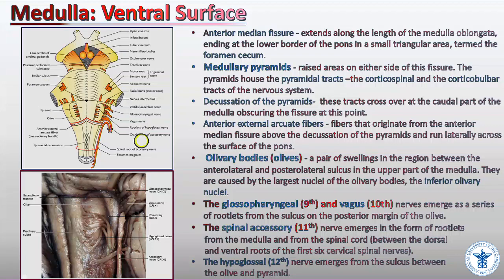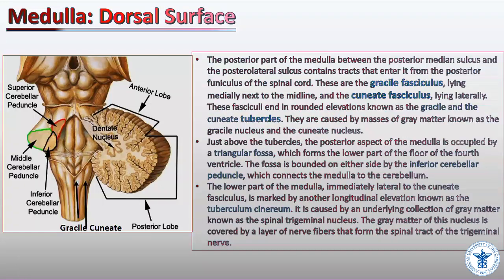And then laterally, or behind the olive, you have the lower cranial nerves. So you have the glossopharyngeal, the vagus, and the accessory nerve, the cranial root of the accessory nerve.